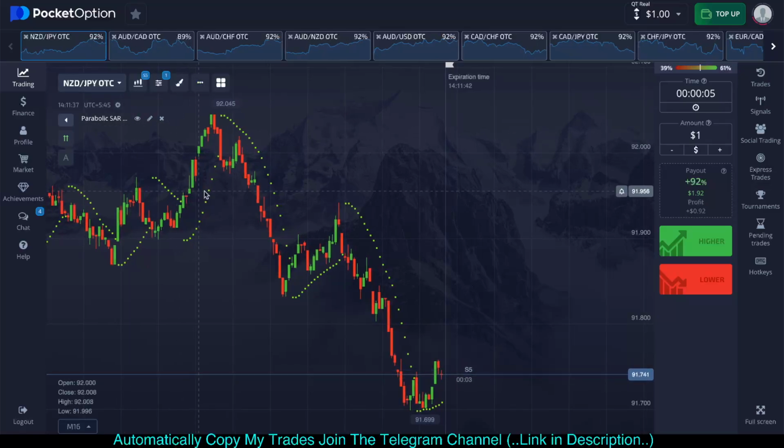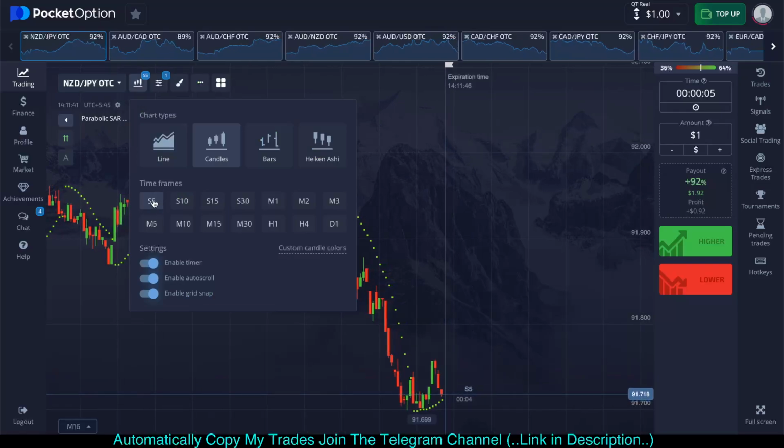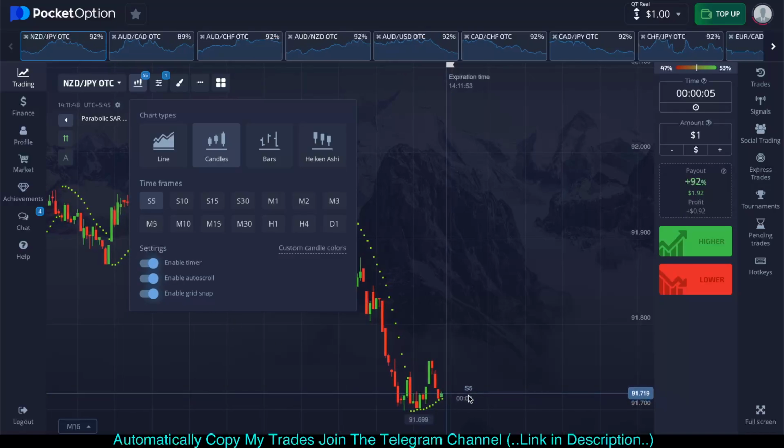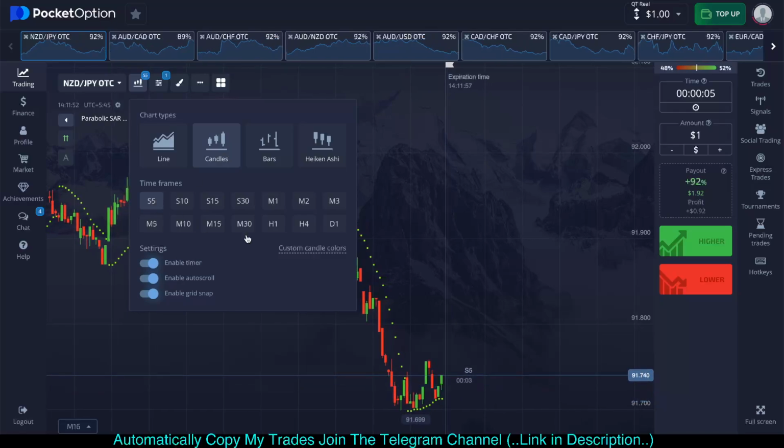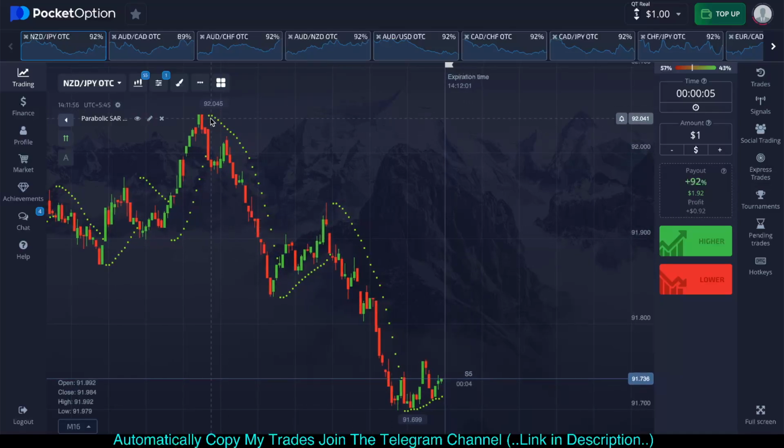Once you make all of these currency pairs favorite, just click on these candles and make sure this is S5. If you haven't enabled this timer, then enable it. It will show you how many seconds of trade time are remaining. Just select this S5 here, so that means all of your candles are forming in a 5-second time frame.